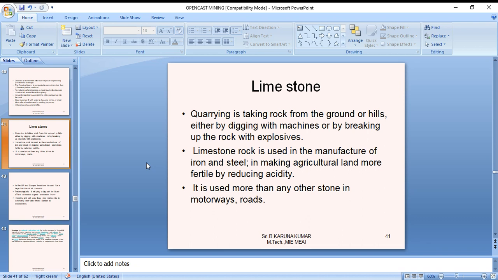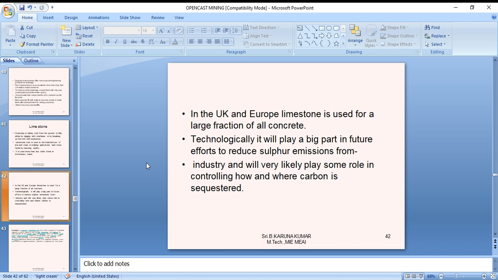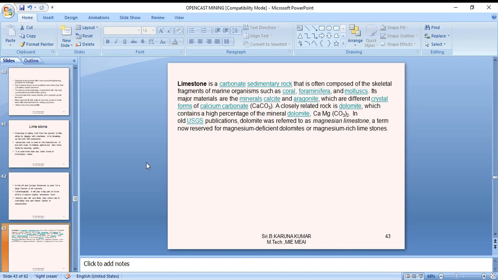So most cement companies are using limestone. In most of the UK and Europe, limestone is used for a large fraction of all concrete. Technologically, it will play a big part in future efforts to reduce sulfur emissions from industry and will very likely play some role in controlling how and where carbon is sequestered. So this is also used in industrial applications, not only for cement purposes.